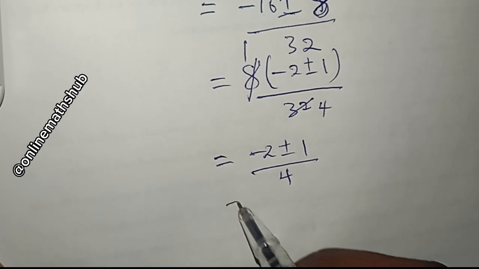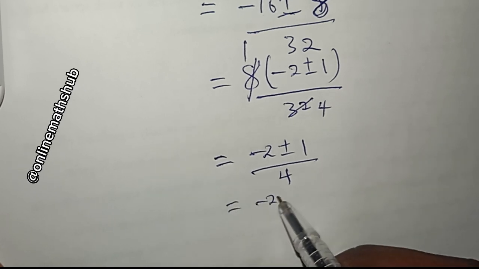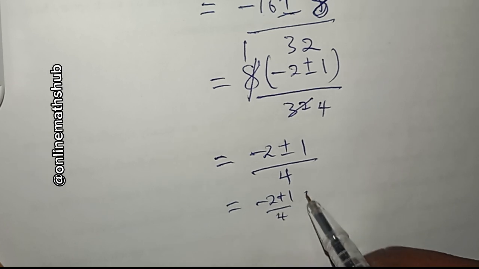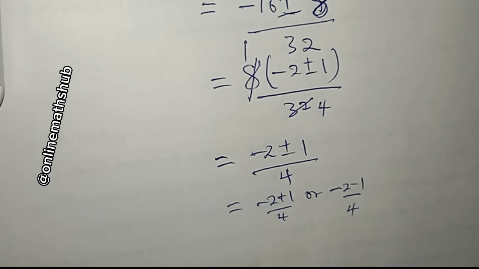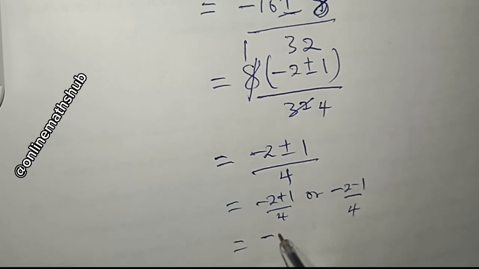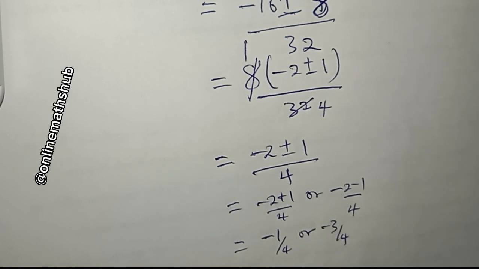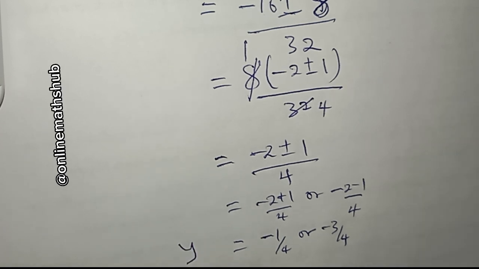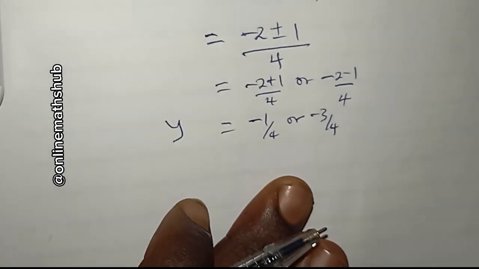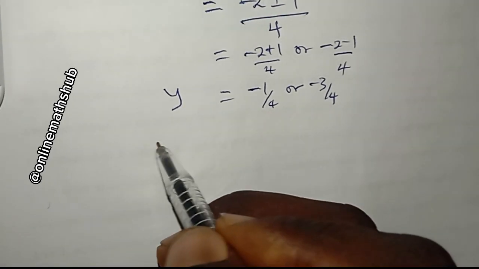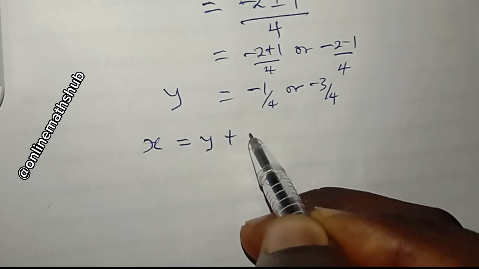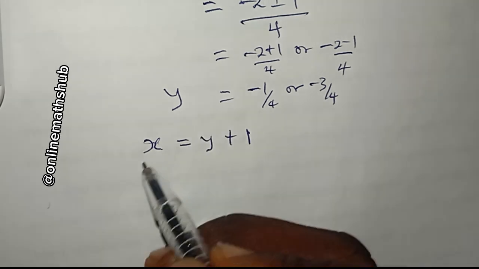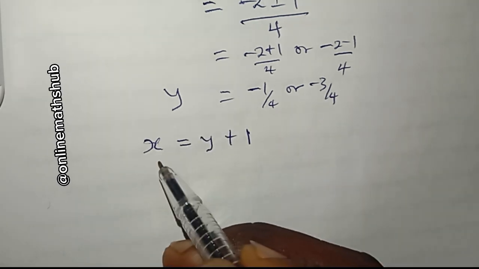Okay, of course this is equal to minus 2 plus 1 divided by 4, or minus 2 minus 1 divided by 4. And of course this is equal to minus 1 divided by 4, or minus 3 divided by 4. So these are the values of y. So what I'm going to do next is just to go ahead and find a value of x. And of course, don't forget that our x, we set it to be equal to y plus 1.